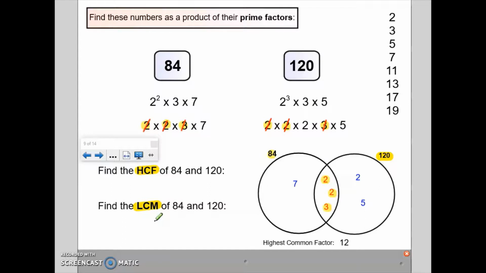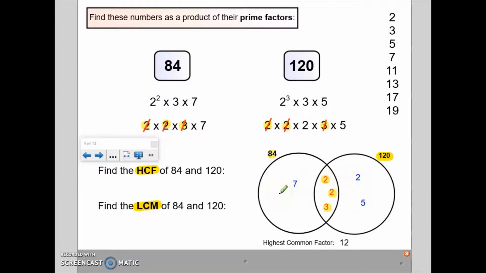So even though it's got the word lowest in, we're looking for a number that is higher than 84 and 120. To find that from the Venn diagram, it's a little bit more complex, but not too difficult. We multiply every number that we can see. So not just the intersection, we're also going to multiply the numbers that land in the separate circles.